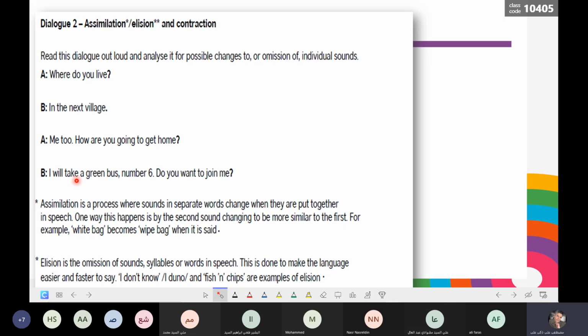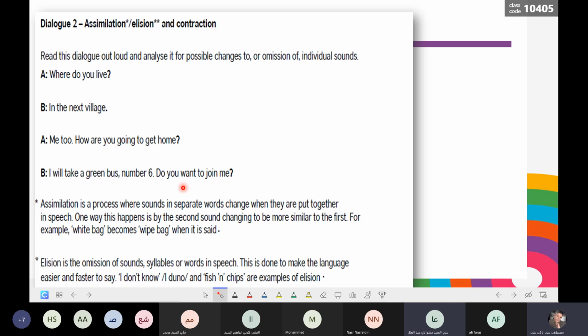Okay. And what about the last one? I'll take a green bus. Here we say "I will take a." Here we link the k sound in the word take with the a sound which comes after it. So we will say, I will take a green bus. I will take a green bus.